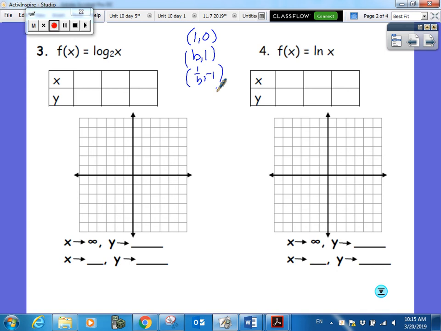Now with logs, you have to be a little bit pickier with numbers you pick. Like with exponentials, you can pick whatever x values you want. But with logs, we can't just plug in a 3 right here. Who knows what log base 2 of 3 is? But we can plug in a 1, a 2, a 4, an 8. Those things we could evaluate if we need to. Now you're going to run out of room pretty quickly, but you could do that.